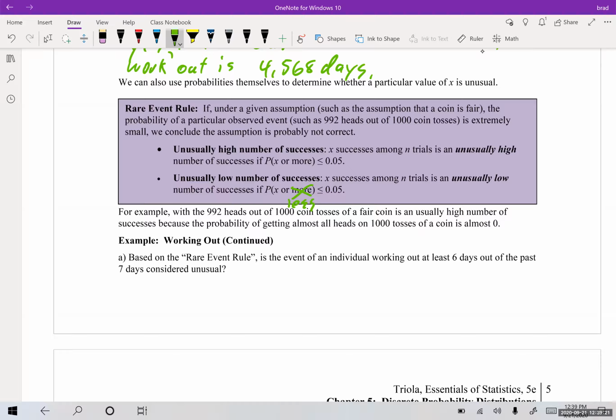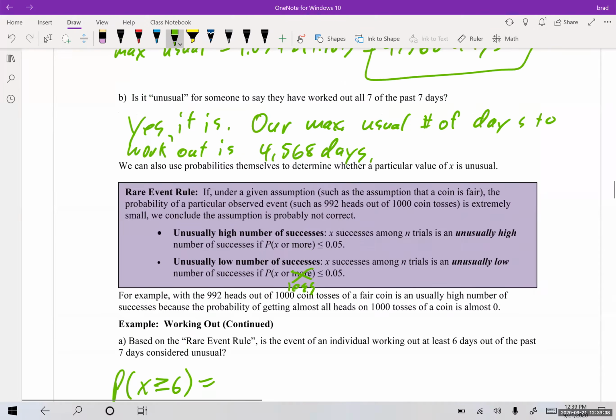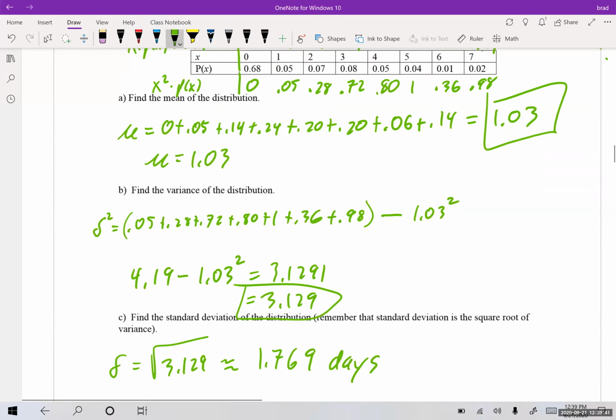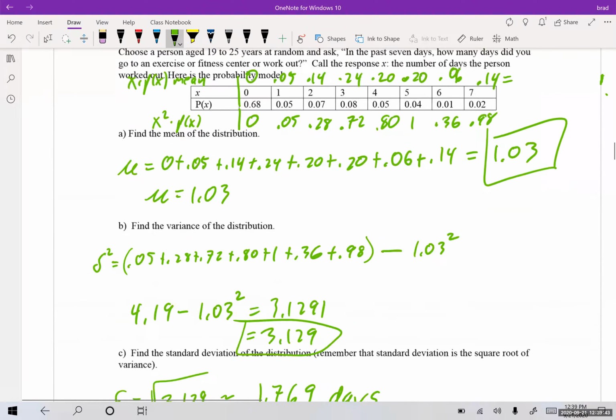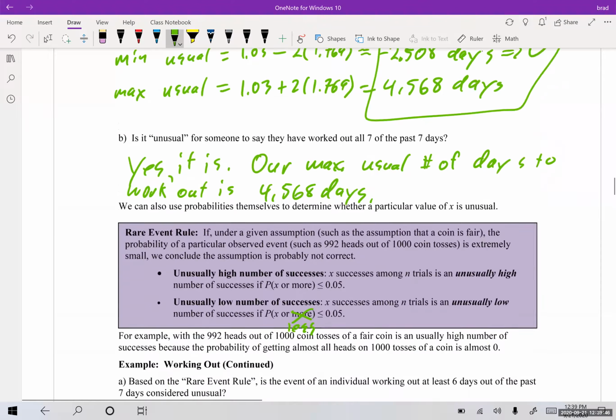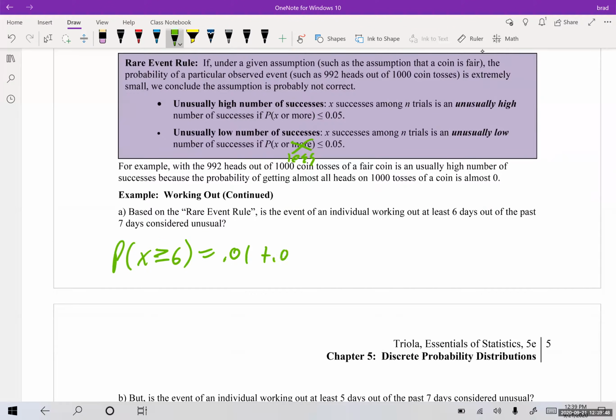So based on the rare event rule, is the event of an individual working out at least 6 days out of the past 7 considered unusual? So we have to think, what does at least 6 mean? Well, that's the probability of X greater than or equal to 6, right? Because it could be 6 days or 7 days. So we have to take the probability for 6 days. 6 days would be 0.01 and 0.02 for 7. So we do 0.01 plus 0.02, and that equals 0.03. This is less than or equal to 0.05.